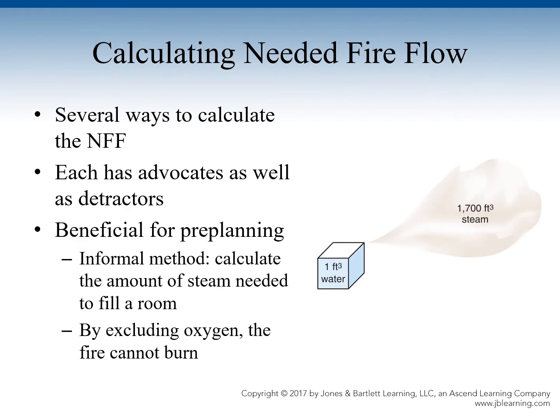How do we calculate needed fire flow? There are several ways to calculate it. Each has advantages as well as disadvantages. It is beneficial for pre-planning. An informal method is to calculate the amount of steam needed to fill a room by excluding oxygen, so the fire then cannot burn. And this is at 212 degrees. You've got your 1,700 per pound that converts into steam, so it multiplies that volume.